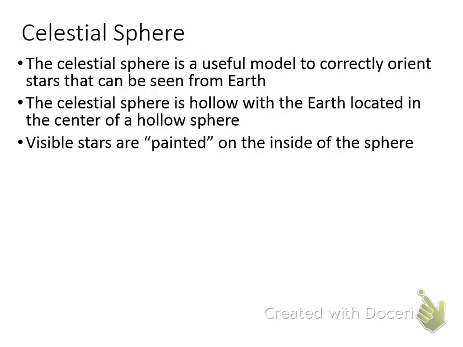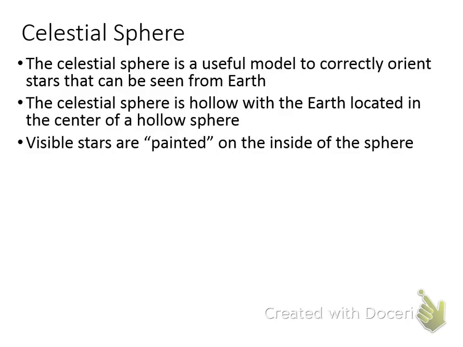It's a model because the celestial sphere suggests that all the stars are the same distance from the Earth. It also suggests that the Earth is at the center of everything, and the stars orbit the Earth. That's not it.